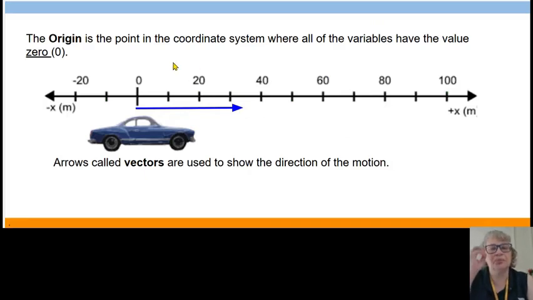So the origin is the point in the coordinate system where all of the variables have the value 0, right? So at this point right here, any variables you're working with start at 0. Time is 0, distance is 0. That's like, this is where I'm starting from. Okay. The arrows that are drawn to show what direction something is going are called vectors. So vectors are arrows that show direction of motion.